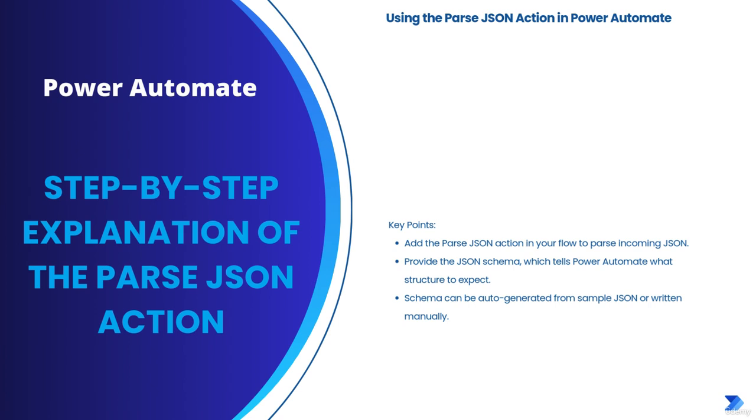Specify the JSON content. The content field will hold the raw JSON data from the previous step. Usually, this is a dynamic value returned from an API or service. Provide the schema. The schema is a blueprint that describes the structure of the JSON data. It tells Power Automate what keys to expect and what types of values, strings, numbers, arrays, are associated with those keys. By defining the schema, you ensure that Power Automate understands the structure of the JSON and can correctly extract each piece of information. Best practice: always use a Parse JSON action whenever you're dealing with JSON data, even if the structure is simple.